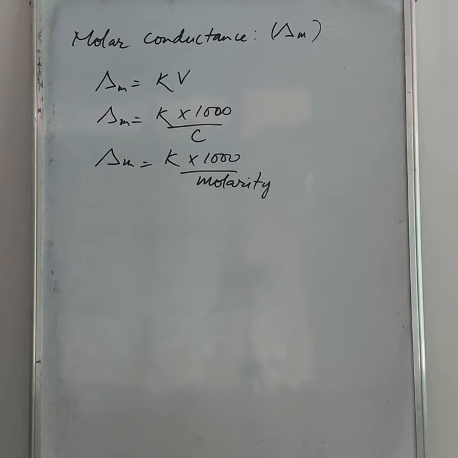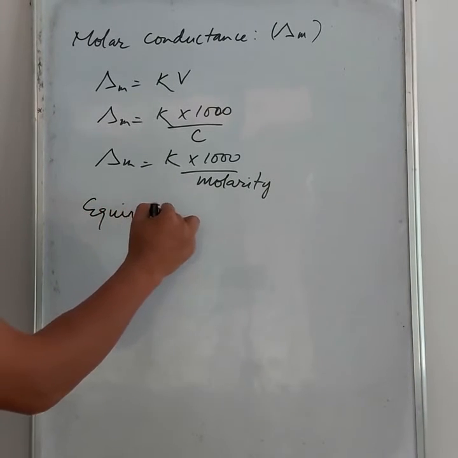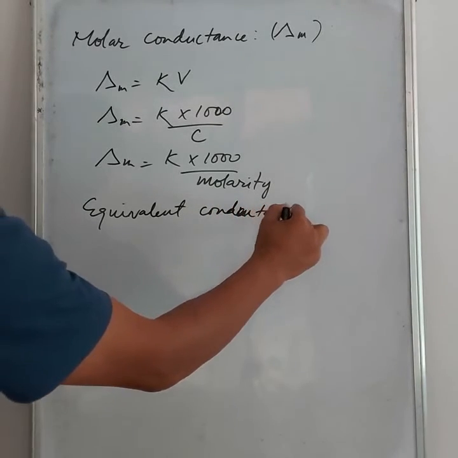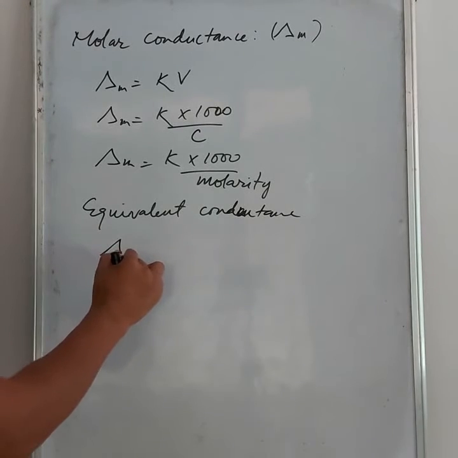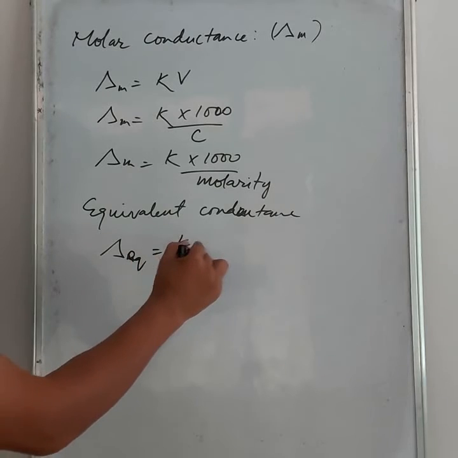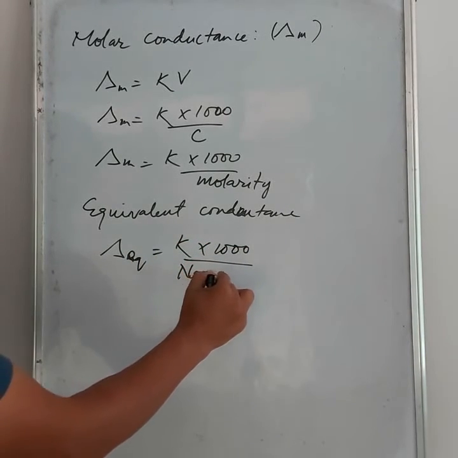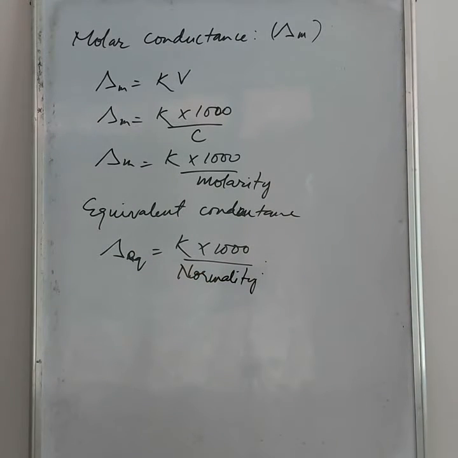That is our molar conductance. Now, for equivalent conductance, you just simply change this to normality. So that will give us our equivalent conductance.